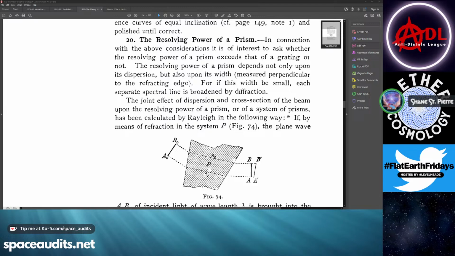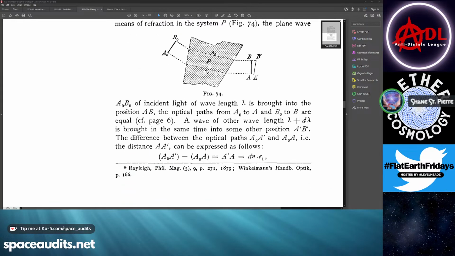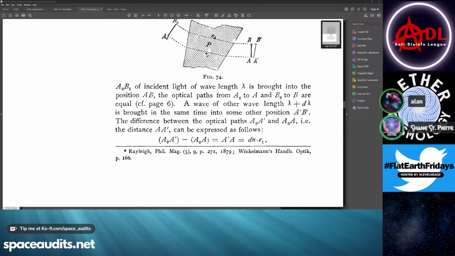Oh, I love that dude. In the following way. If by means of refraction in the system P, figure 74, the plane wave of incident light of wavelength lambda was brought into the position AB, optical paths from A sub 0 to A, B sub 0 to B are equal. A wave of other wavelength, lambda plus distance d lambda, is brought in the same time to the other position A prime B prime.